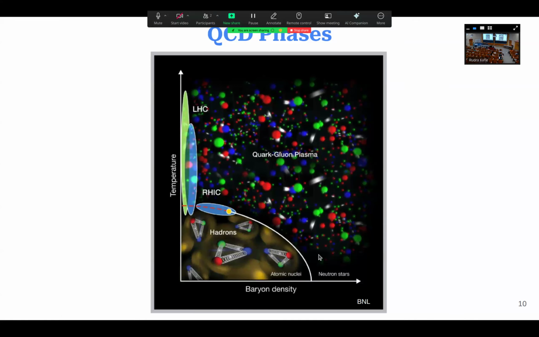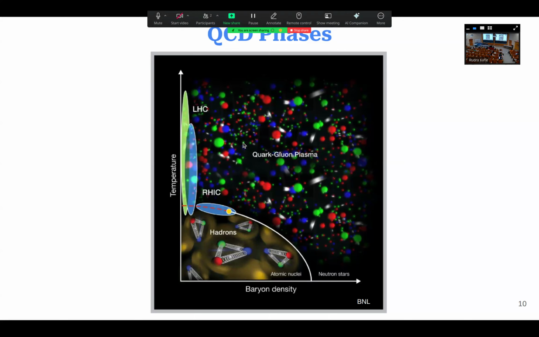So at really high temperature and at really high density, where the baryonic density is the density of, let's say, normal hadronic matter, if you increase the temperature and density, this normal hadronic matter, atomic nuclei, changes its phase to an exotic phase called quark gluon plasma, right? And these phases are present.